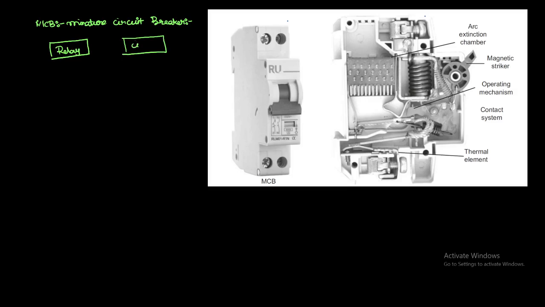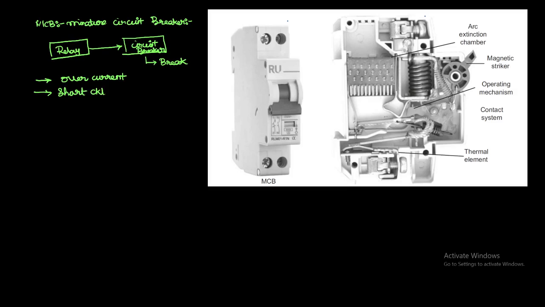Next one is the circuit breaker. Here we will have a relay. The relay senses the circuit breaker to operate, so that it is going to break the circuit. Under what conditions is it going to operate? Under over current or overloaded conditions. Another is the short circuit conditions.